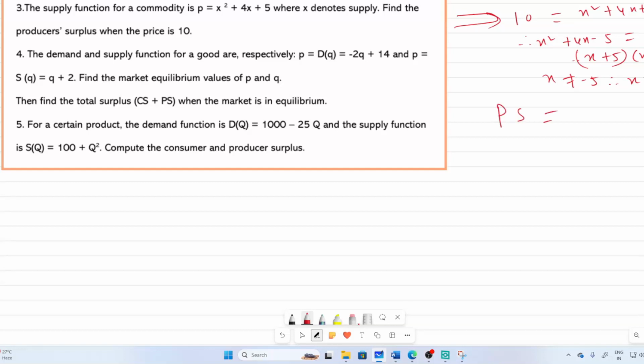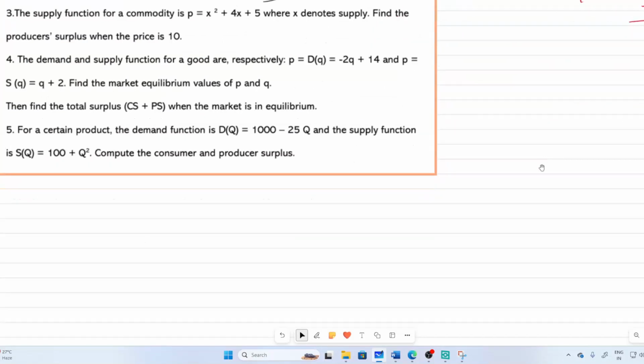So how to get the producer surplus? Same manner you integrate. Now you find P0 x0. This x means actually x0 and P0 is what? 10. So P0 x0 is 1 into 10 minus the integral from 0 to 1 of x square plus 4x plus 5 dx. So 10 minus this, on simplification I got 22 by 3. This is coming to be 8 by 3. Check my answer with your calculation. Alright.